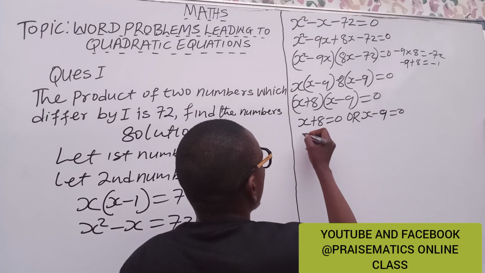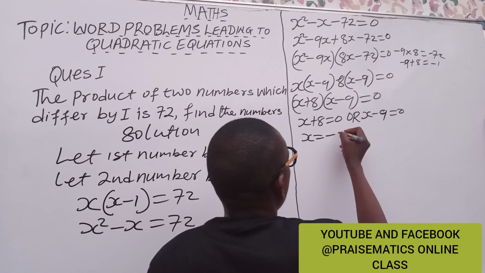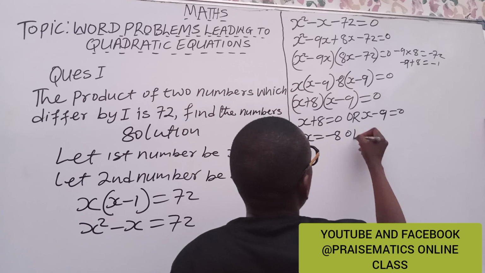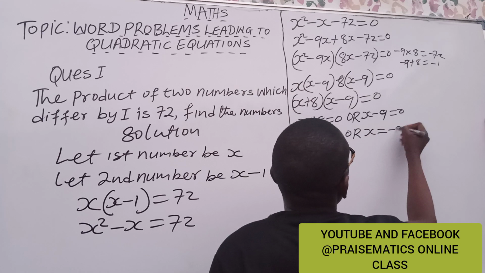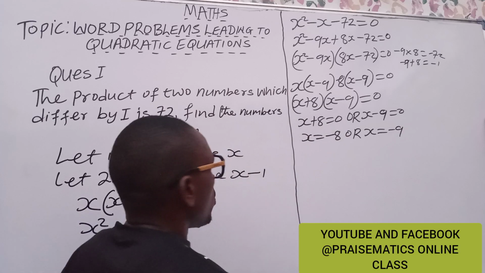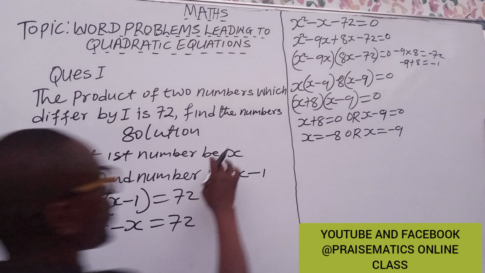So what do we do? We make x the subject of the formula. We have x equals minus 8, or x equals 9. At least we have gotten that from the first equation.